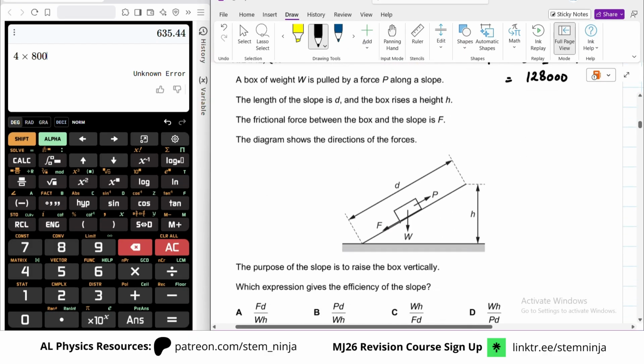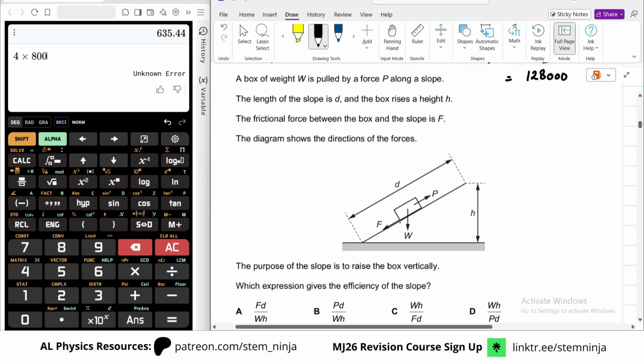Okay, let's move on. A box of weight W is pulled by a force P along a slope. The length of the slope is D and the box rises a height H. Frictional force between the box and the slope is F. The diagram shows the directions of the forces. The purpose of the slope is to raise the box vertically.